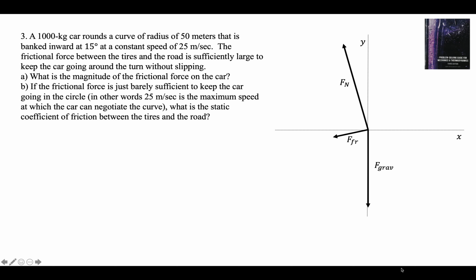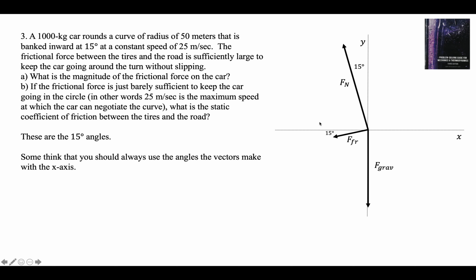So there's our new force diagram, and the road is banked inward at 15 degrees, so the 15-degree angles are right there for the normal force and right here for the frictional force. Some think you should always use the angles the vectors make with the x-axis. I don't think that's a good idea, but let's do it anyway. So let's use the 75. We might as well. So now the cosine of these angles will give the horizontal components.